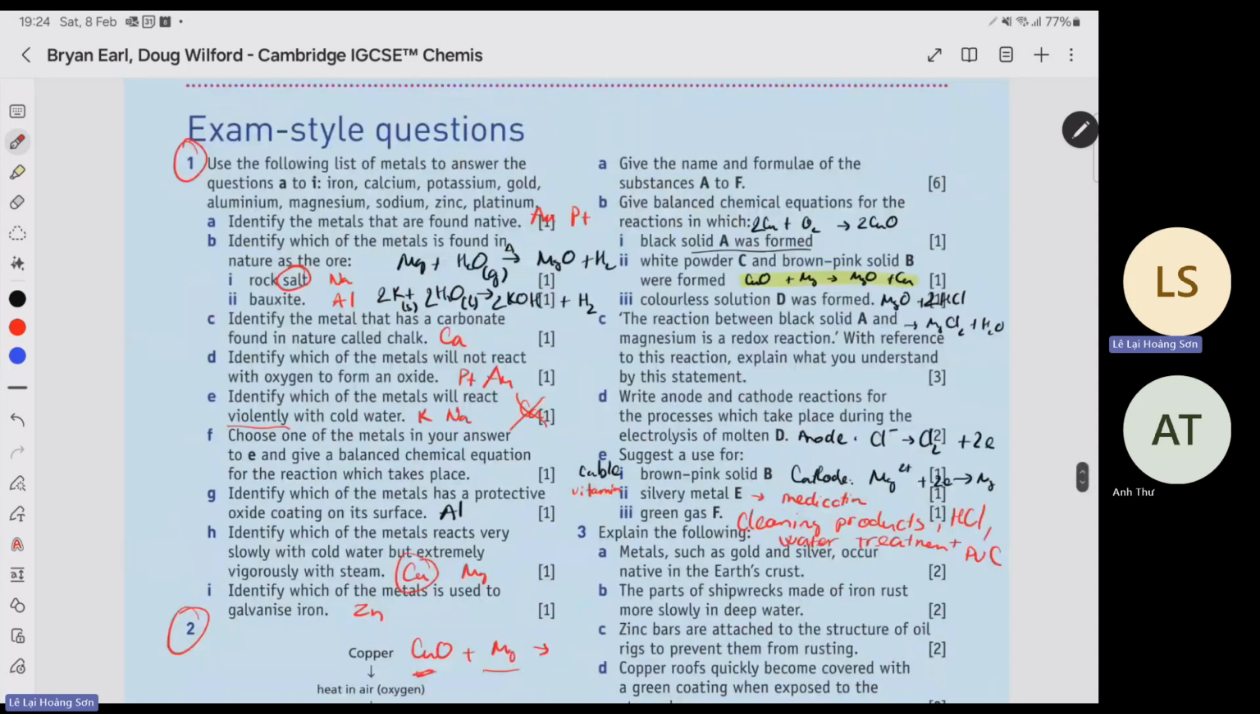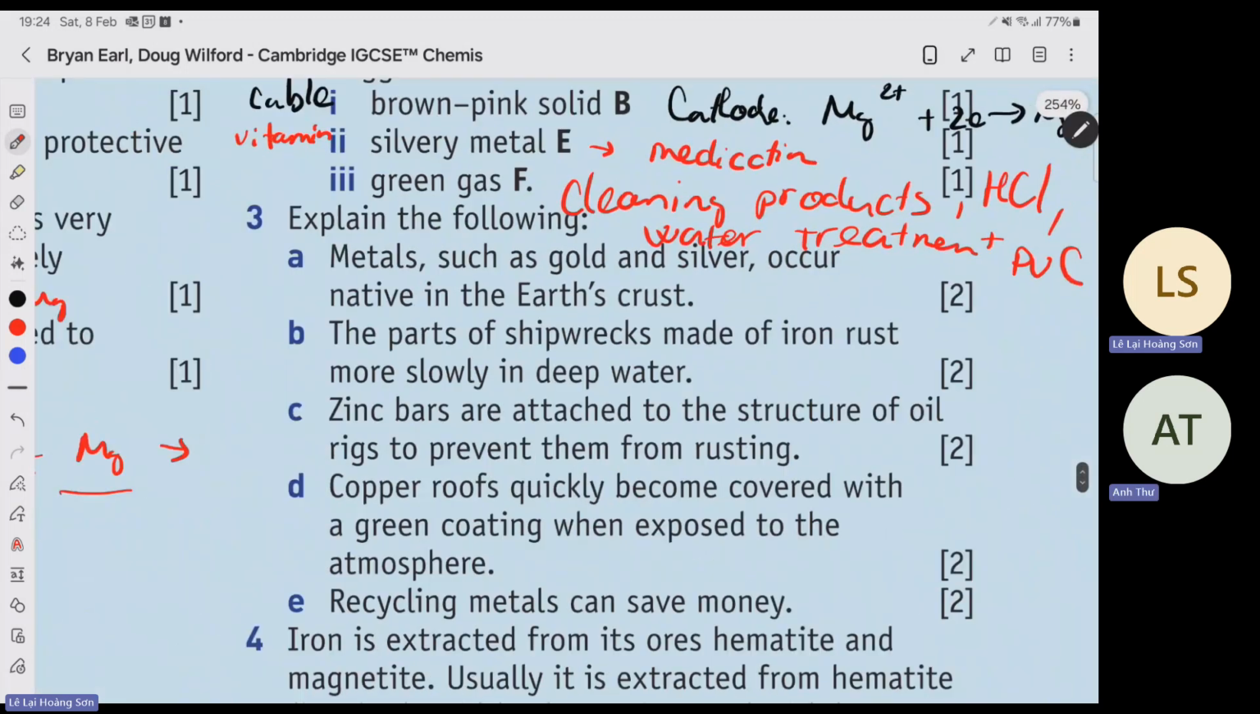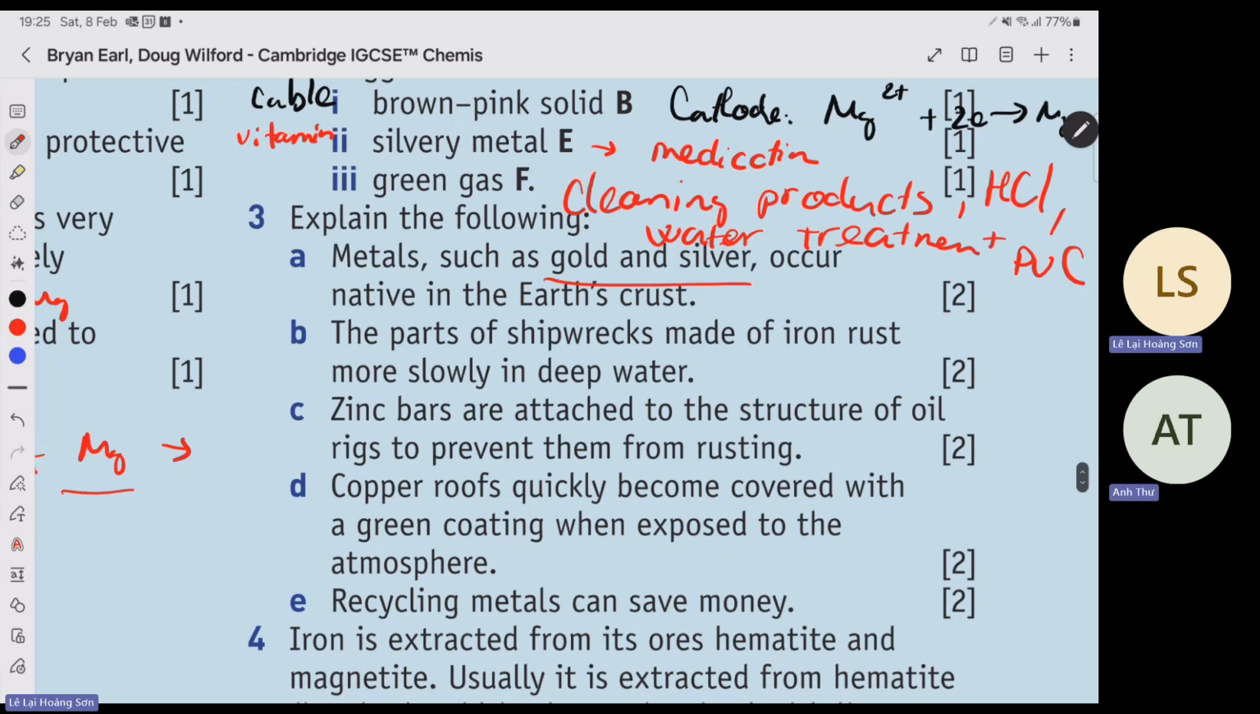Okay, let's move on to the next part. For question number 3, we're going to go through them really quickly. Explain why metals such as gold and silver occur native in the Earth's crust. Because they do not react with oxygen, so they are inactive. Not just oxygen. Basically, there is no reaction between the metal and the other elements. Why is that? Because they are less reactive than the other metals, so they appear native in the Earth's crust.